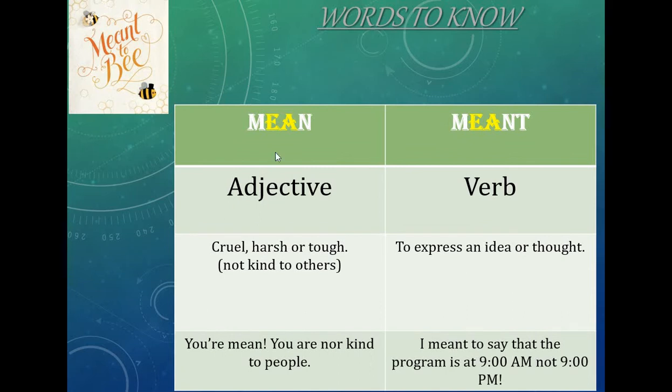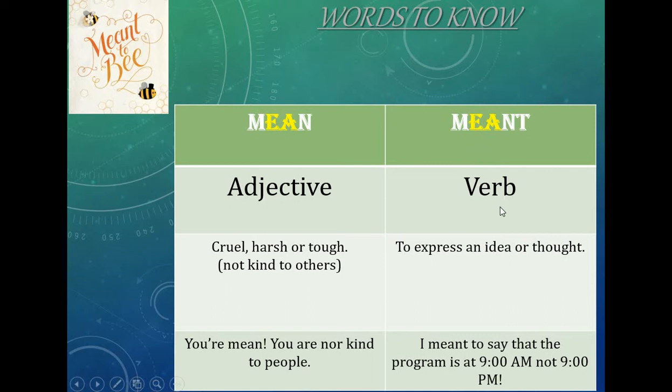Mean and meant. Mean is an adjective when I describe a person who is cruel or harsh or tough. In other words, a person who is not kind to others. Any person who is unkind, he is cruel, he is harsh or tough, he is mean. You're mean. You are not kind to people.